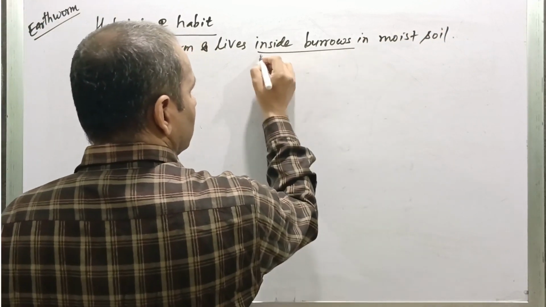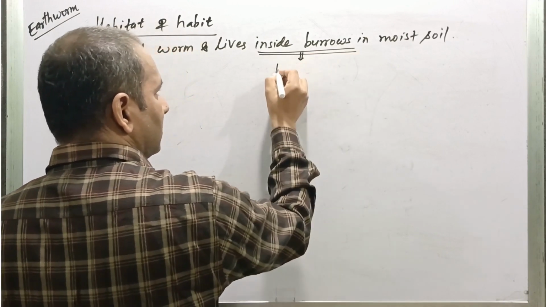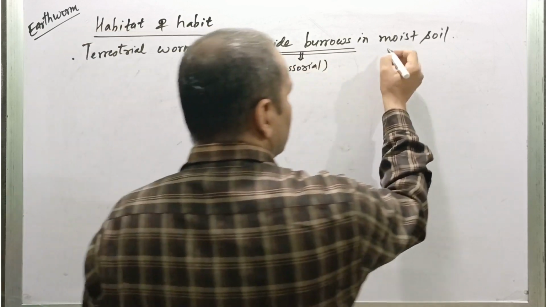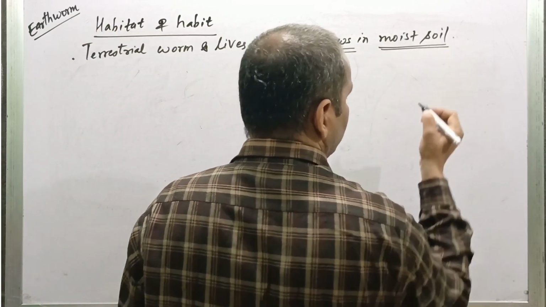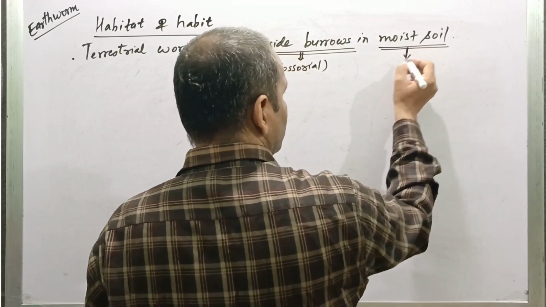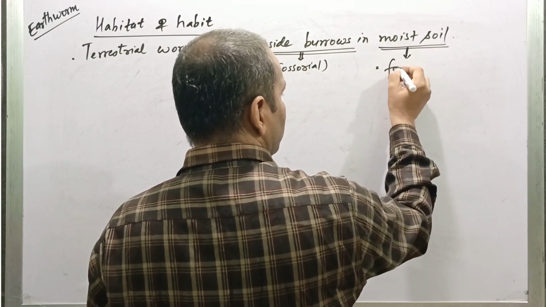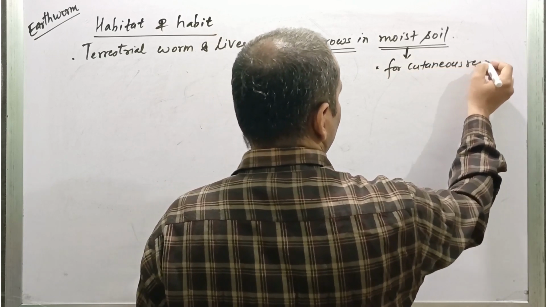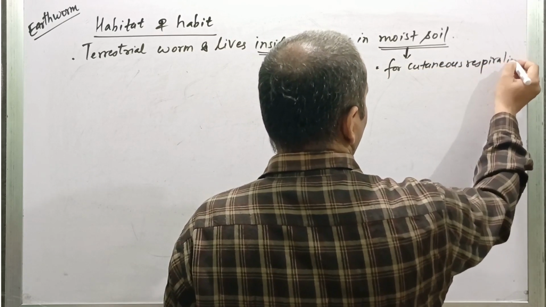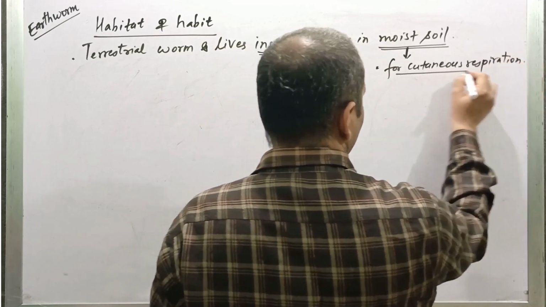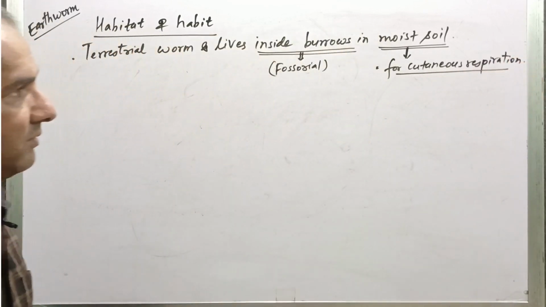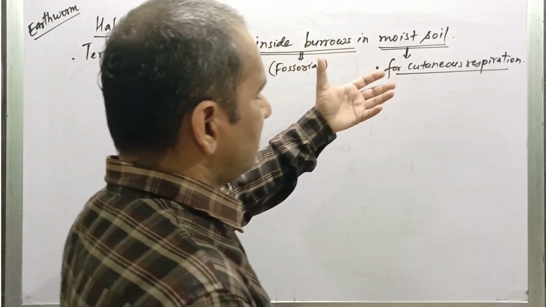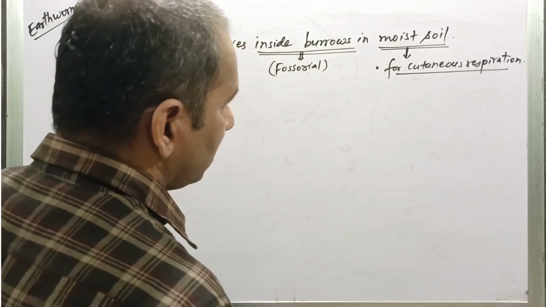It lives inside burrows, so it is fossorial, and lives in moist soil, not in dry soil. Why in moist soil? For cutaneous respiration. For the purpose of cutaneous respiration, skin must be moist. So, earthworm lives in moist soil to keep its skin moist for cutaneous respiration.